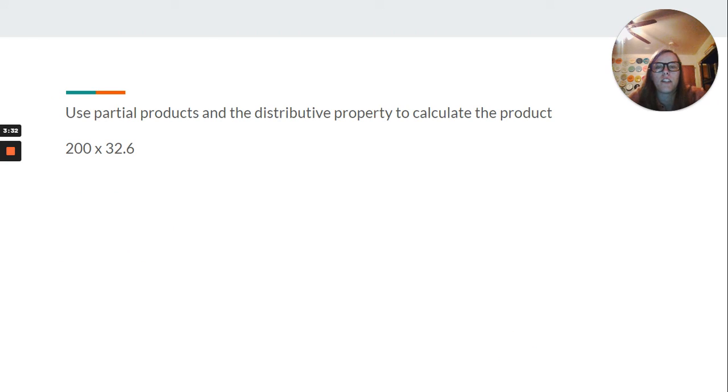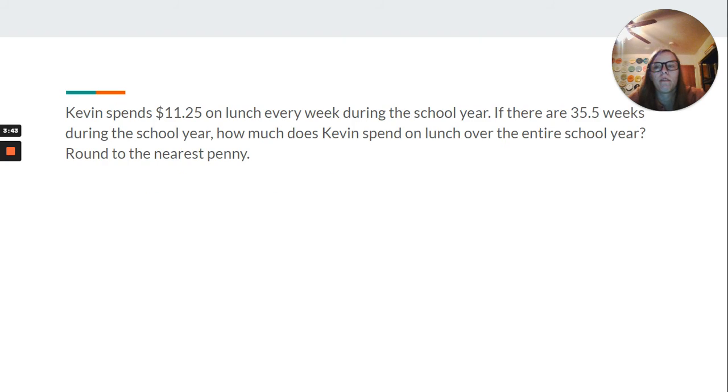Use partial products and the distributive property to calculate the product. So we take 200 times 32 and 200 times 0.6, and then we add those together. We get 6,400 plus 120, which is 6,520.